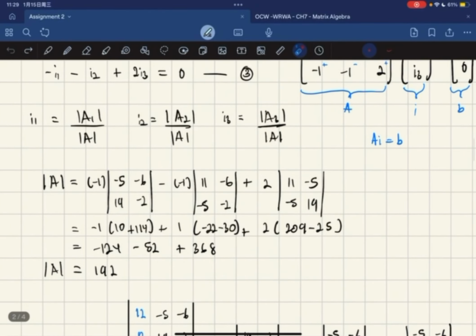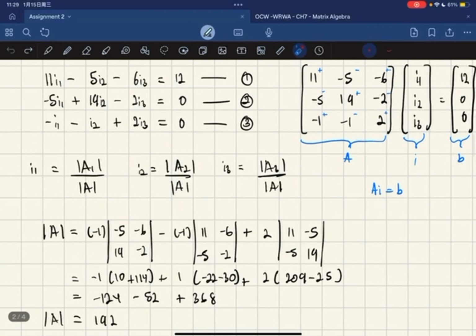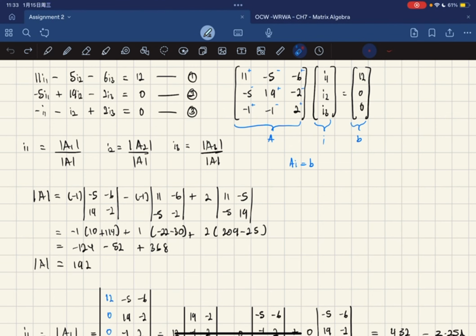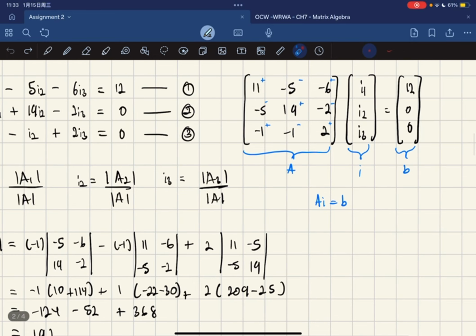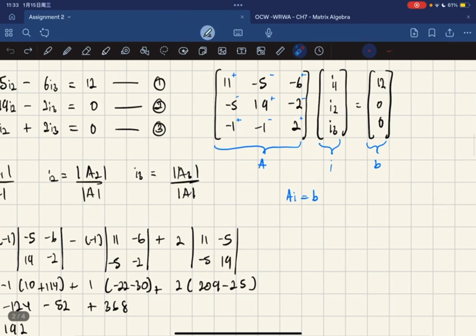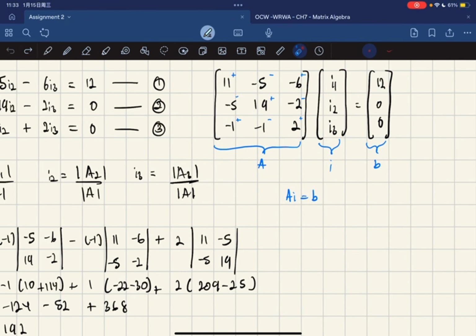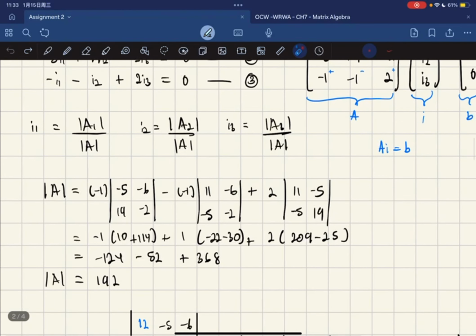So let's do cofactor expansion along row 3 as it's the simplest. To find the determinant of matrix A, let's use cofactor expansion along row 3. So we have -1, -1, and 2. Not to forget the sign convention for each element as well. So first we have -1.